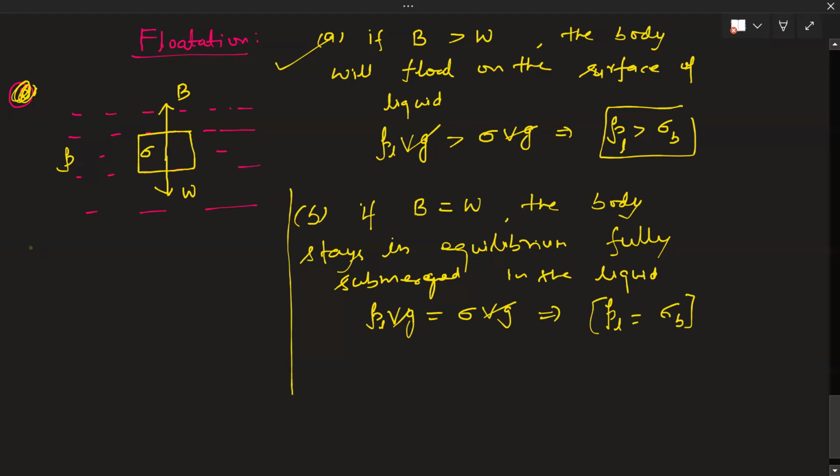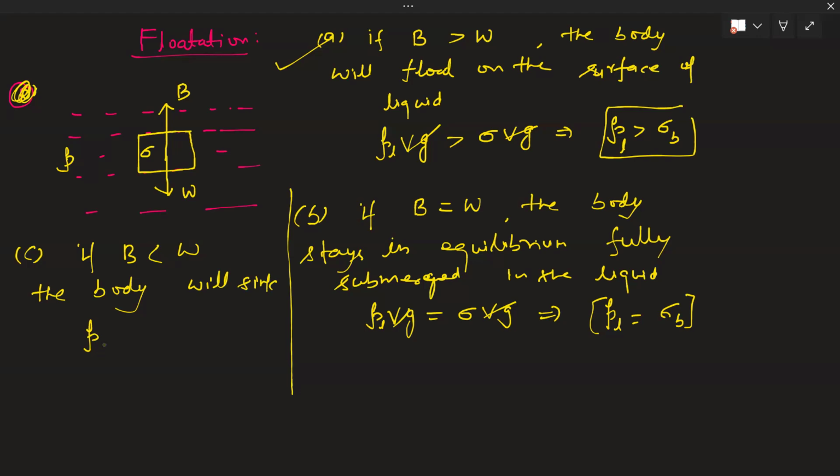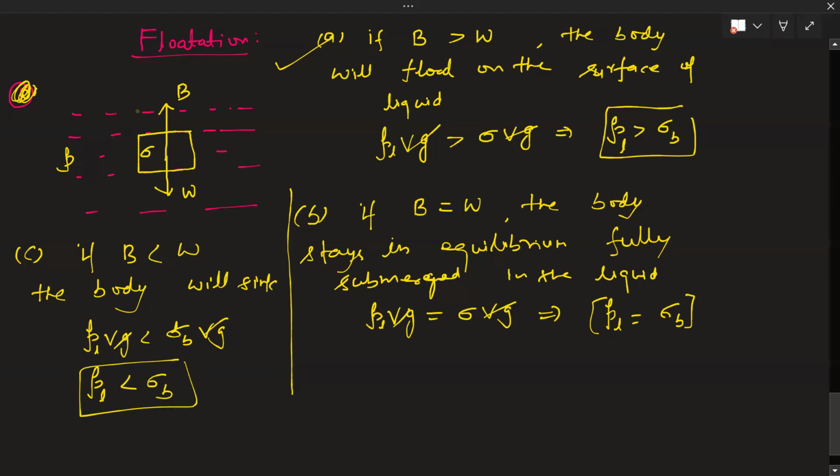And the third condition is possible if buoyant force is less than W. So the net force will be down, that means the body will sink. So this is rho_L Vg less than sigma Vg. So it gives that if the density of the liquid is less than the density of the body, then the body will sink. This is called the principle of flotation. You understood all three conditions, Neil? Yes, sir. Understood.